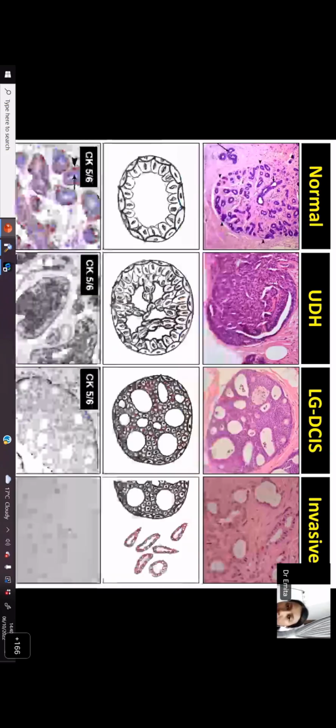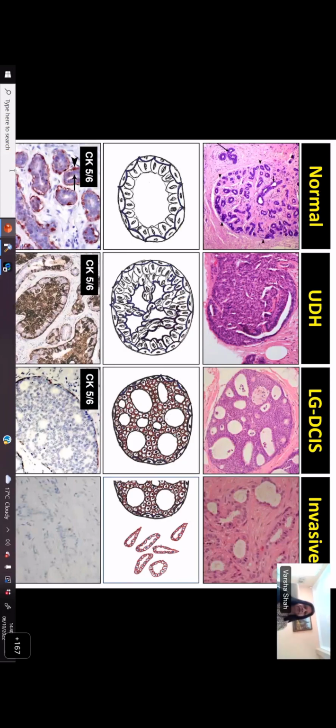So this is just the schematic presentation: benign, atypical, and malignant, which could be in situ or invasive. So we have a normal here, and usual duct hyperplasia. So what's the difference here? What happens in usual duct hyperplasia is that both this inner epithelial layer as well as the myoepithelial layer proliferate. But the proportion of epithelial cells versus myoepithelial cells may vary. So you may have more epithelial cells or you may have more myoepithelial cells.